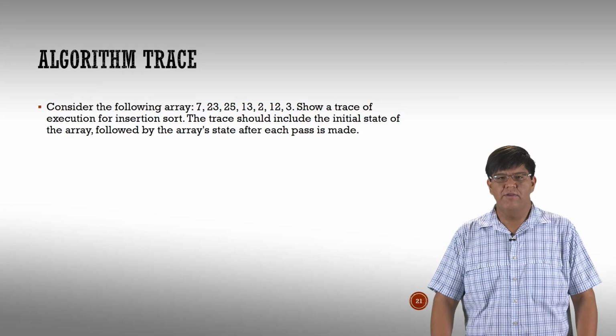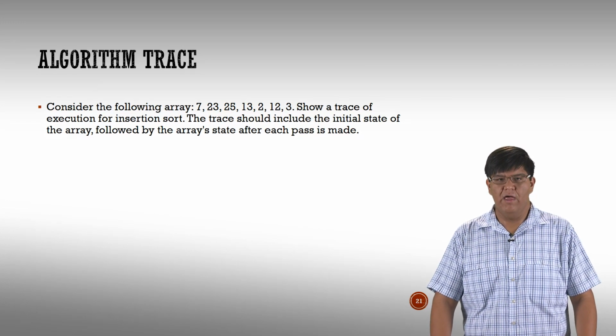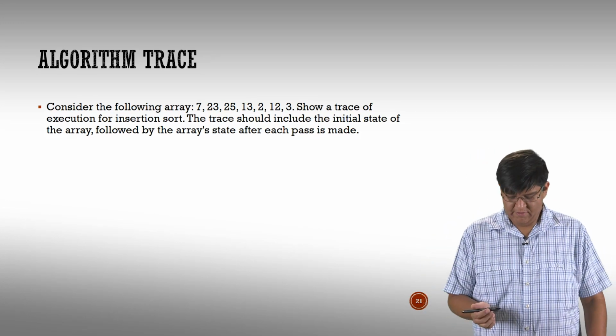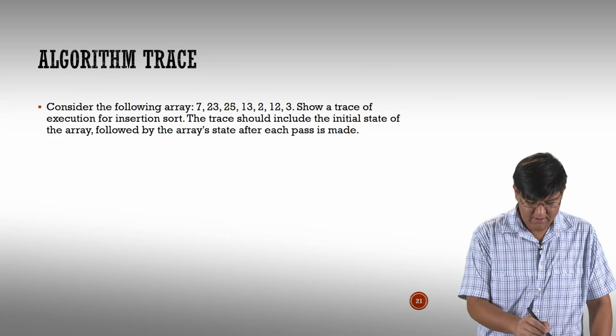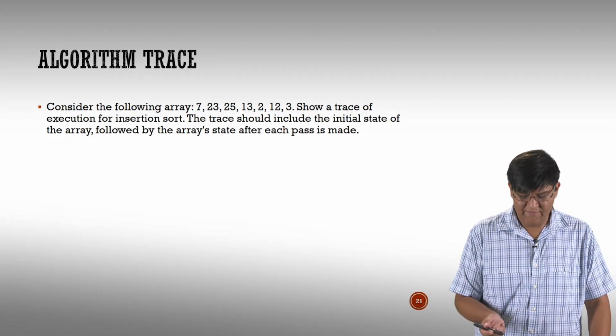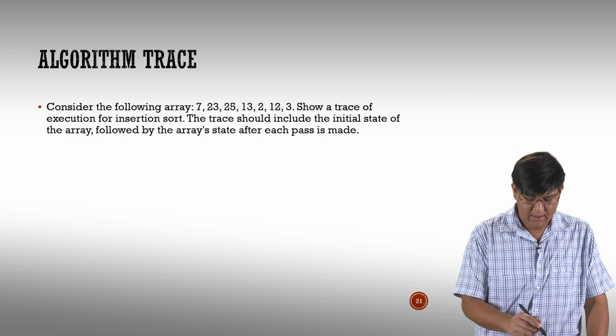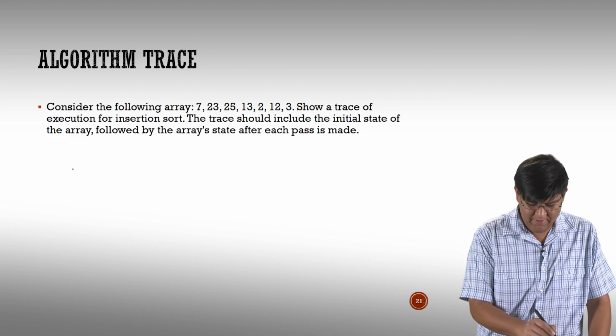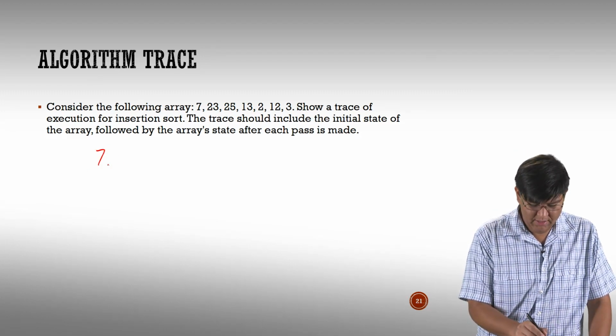In this video, I want to do a quick trace of the insertion sort algorithm. So let's start here. We have some inputs, right? We have our question prompt here. Trace: include initial state followed by the state of the arrays after each pass is made. We'll go over here and we'll just start right by writing that initial state. And my goal is going to be to basically sort this entire array.